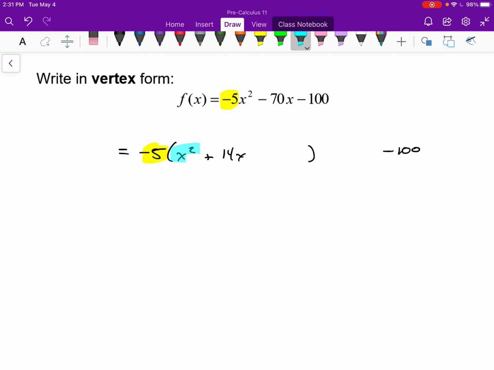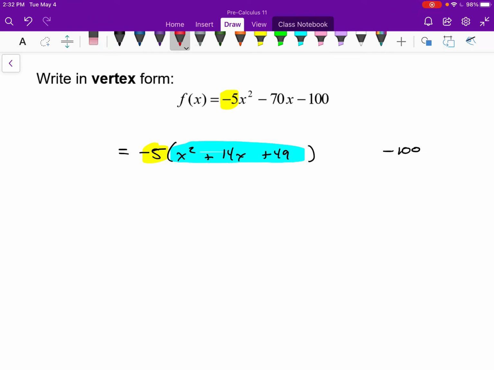Next, I want to create a perfect square right here. So what's going to go inside there to make it a perfect square? Whatever goes here has to be half of 14, so 7 squared. So plus 49. All right, I've now just changed my function.